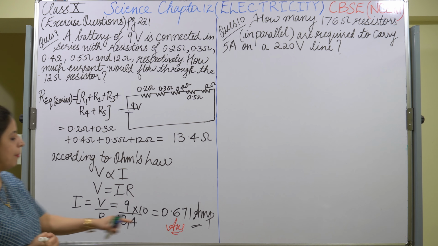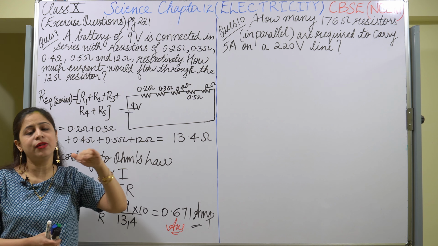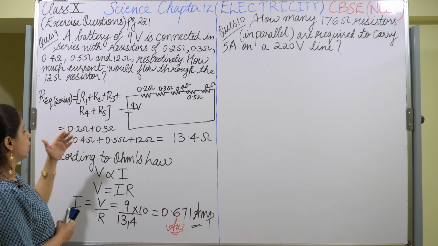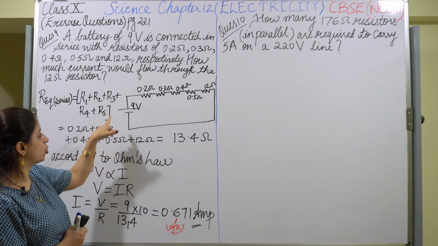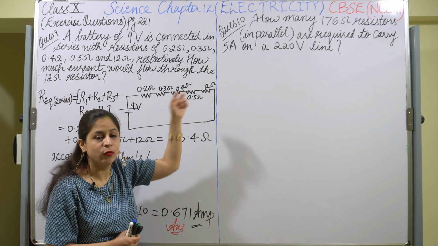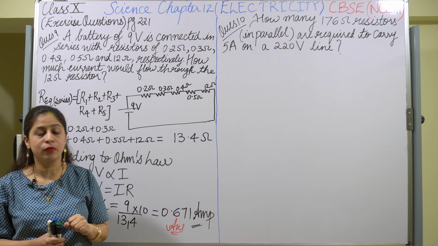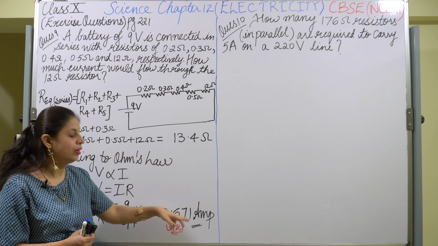Ampere is the unit of current. In series, the current is not divided, so the total current will flow through this circuit and the total current will also flow through the 12 ohm resistor. So the current through the 12 ohm resistor would be 0.671 ampere.